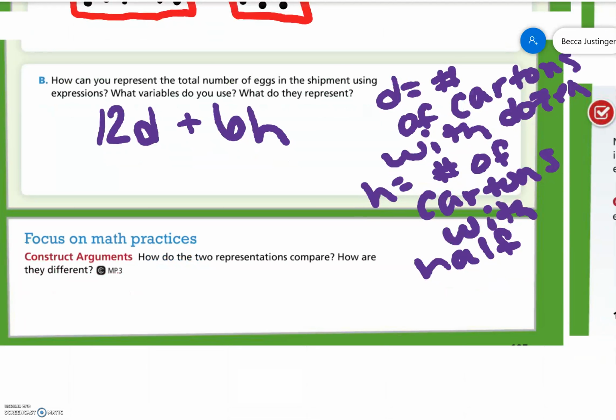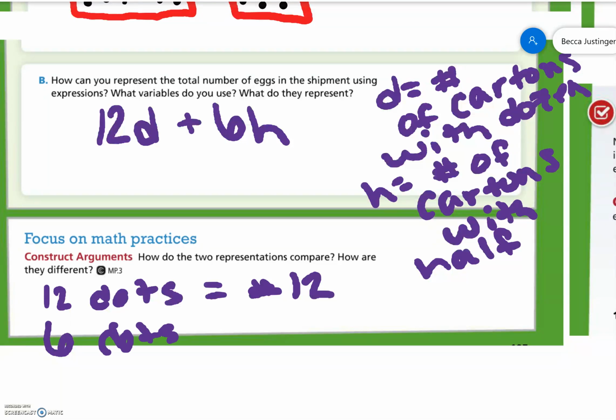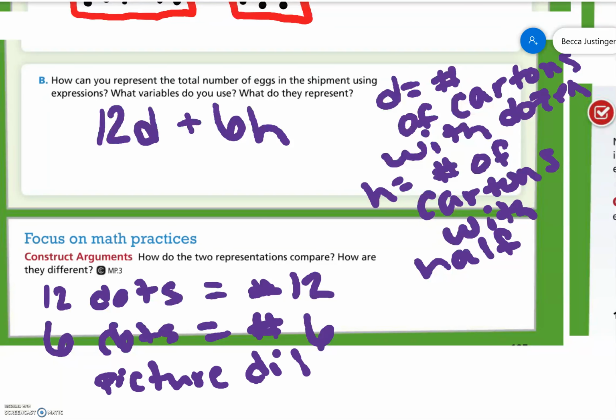How do the representations compare? How are they different? Well, the 12 dots turned into the number 12. So the 12 dots is now the number 12. And the 6 dots is the number 6. They're different because the first one, the picture, didn't really have the variable.